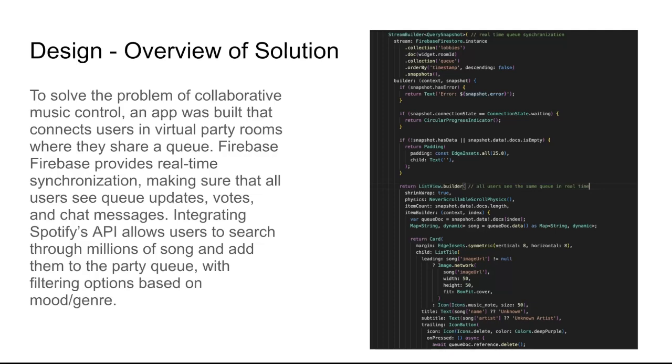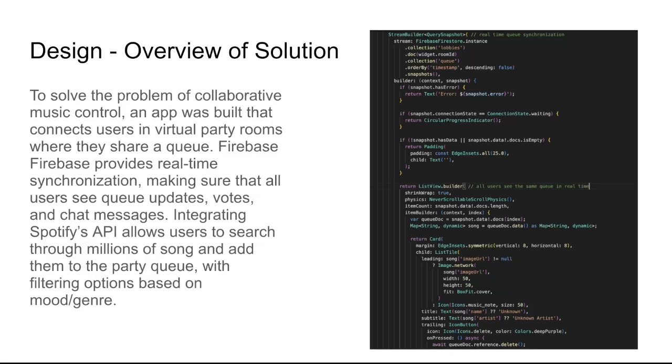The database is structured around lobbies, which represents party rooms. Each lobby contains nested subcollections for the queue, chat messages, voting data, and play history. And users also have their own profile collection that tracks their joined parties and personal listening history across all the sessions.